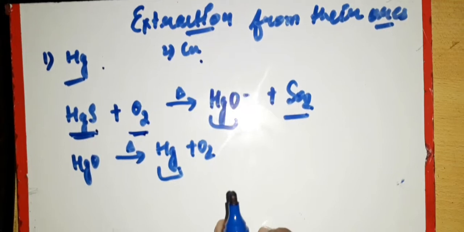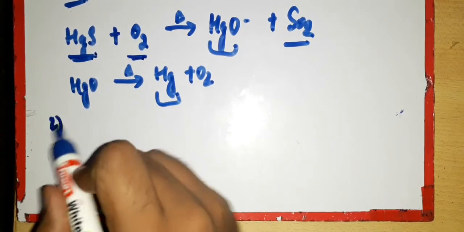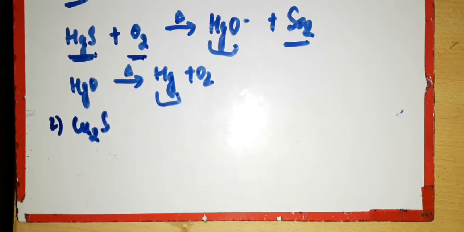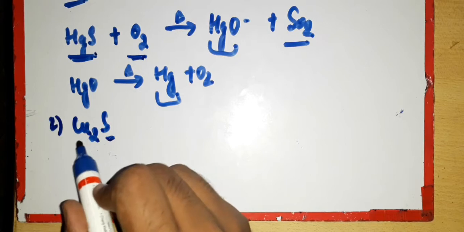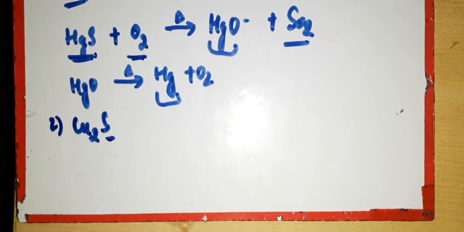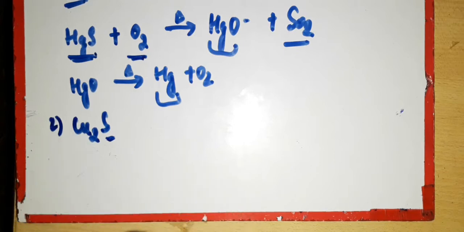Right. Now when we are talking about copper, how to extract copper? Copper is also present in Cu2S form, cuprous sulfide form. It is also a sulfide ore, and here the copper present has +1 valency. Copper exists in +1 and +2 form, but during extraction it is present in +1 form only.